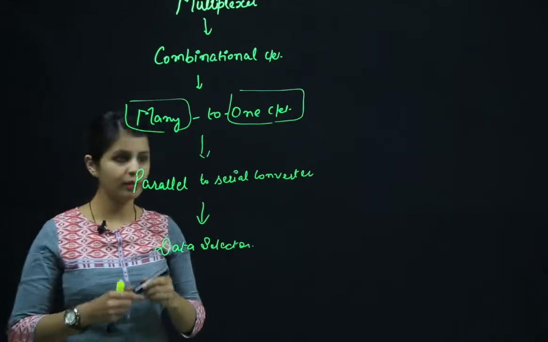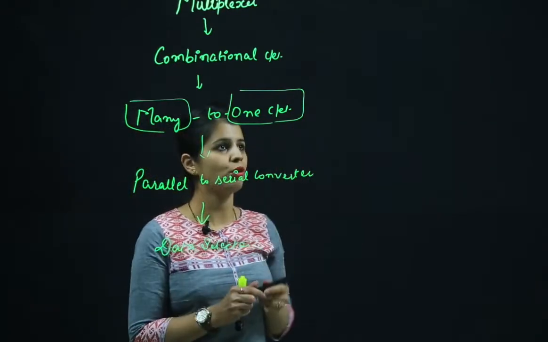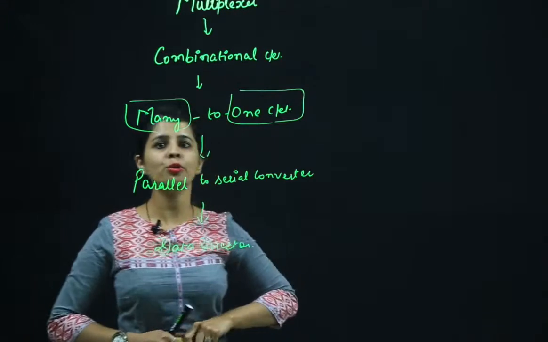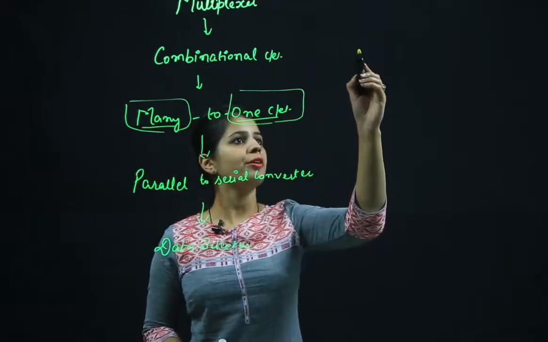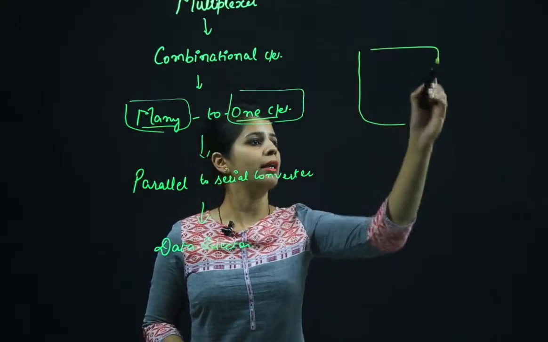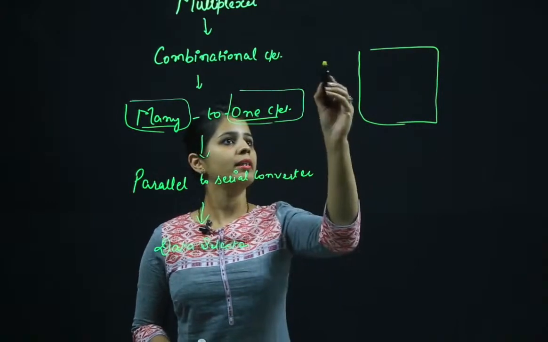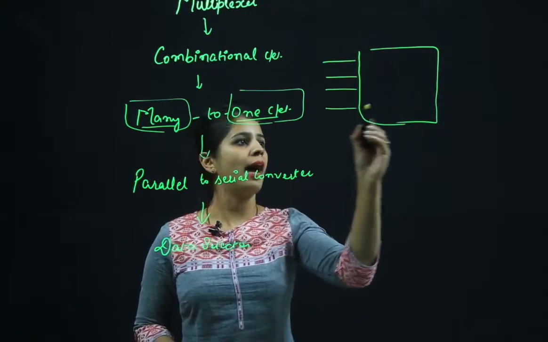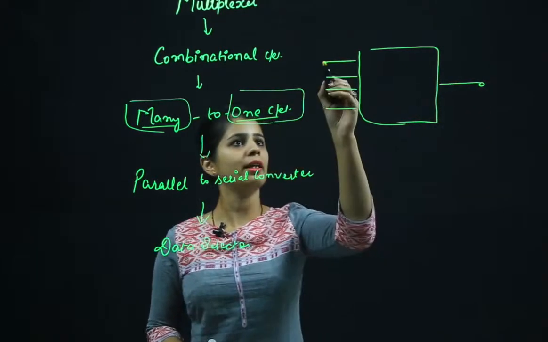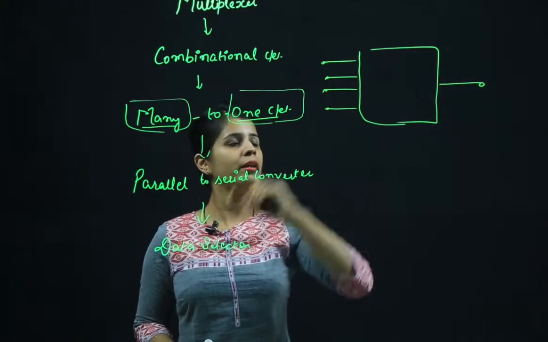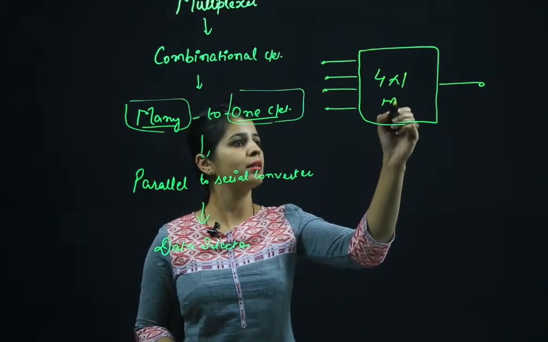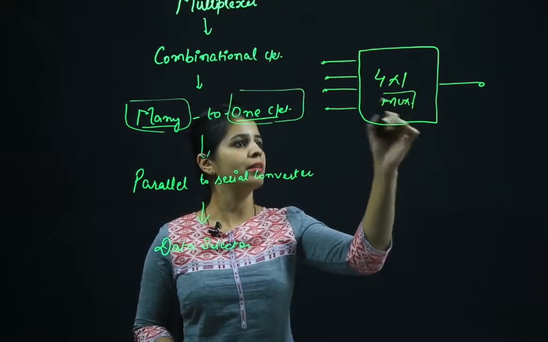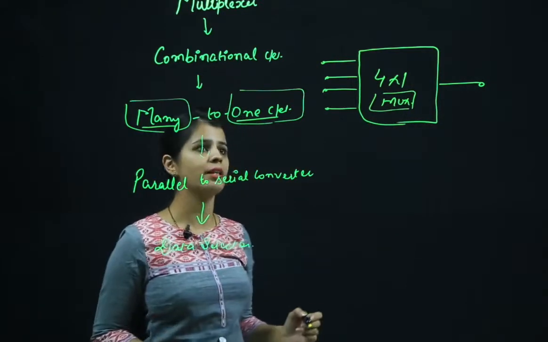So if I draw the black box of the multiplexer, as I've told you, it has many inputs and a single output. So if I draw the black box of the multiplexer, you can see that it has many inputs and a single output like this. Here I am going to draw the black box of a 4:1 mux. Multiplexer is abbreviated as mux.